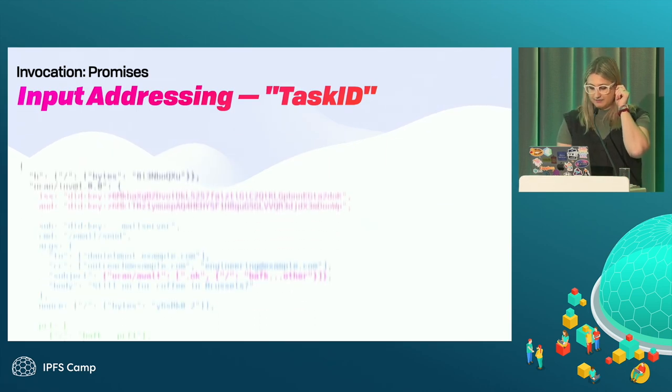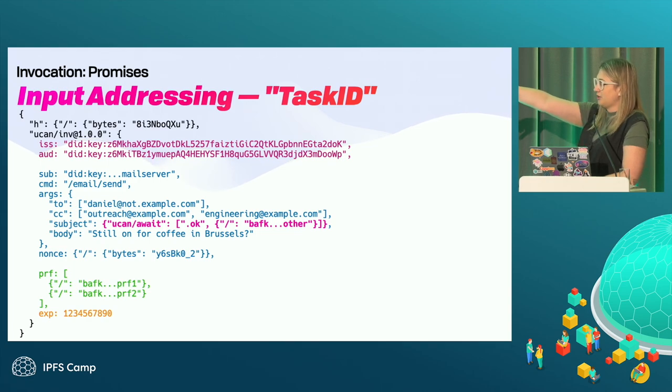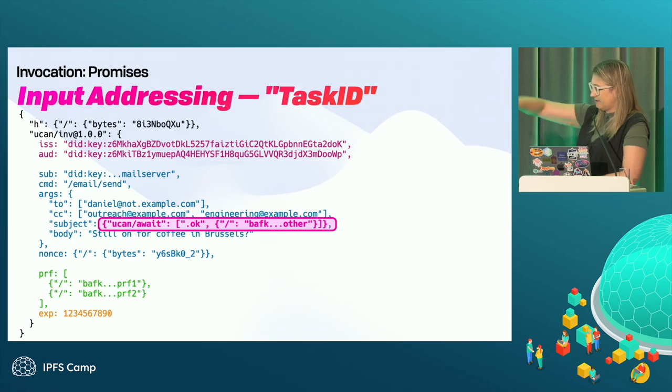And this lets us then replace any field in the arguments with a UCAN/await, and then this tuple of a path, so a JQ style selector, into what will come back, and the CID of the task ID. And now that, which is that box there.